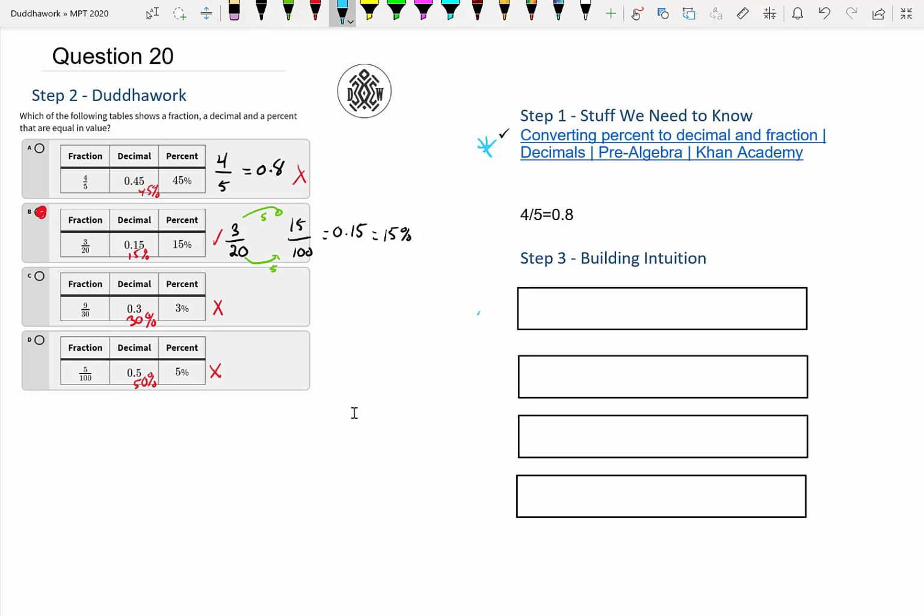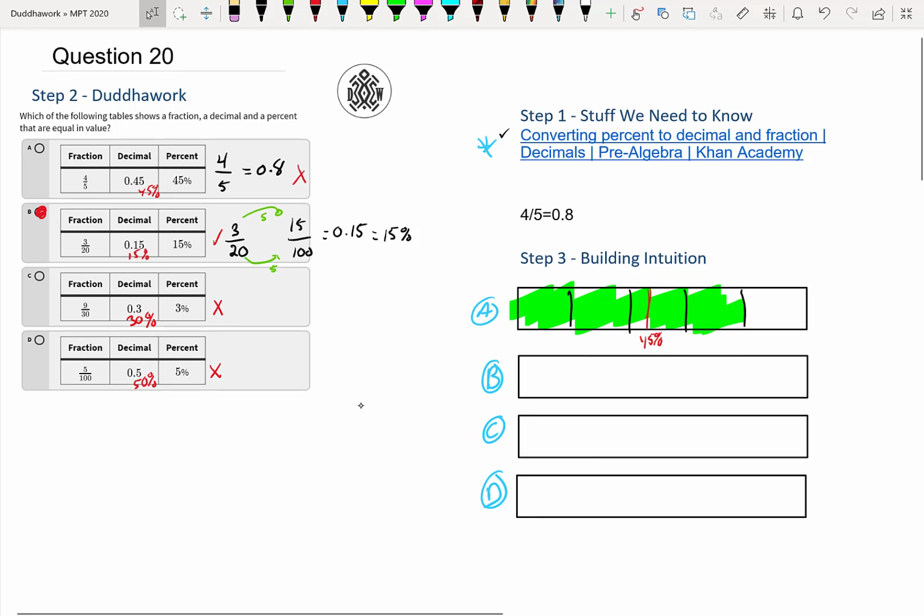So, I'll just write A, B, C, and D. And we have, I'll use a highlighter, 4/5. So, I'll split this up into 5. So that would be 1, 2, 3, and 4, let's say. 4/5 would be something like this, whereas 45% is just under half. So here we have 15%, so that would be somewhere here. But then let's look where 3/20 is. So that's half, so that's 10, and then I need 1, 2, 3, 4, 5, 6, 7, 8, 9, and then keep going. So then again, this one is the right one, so it makes sense that it is.